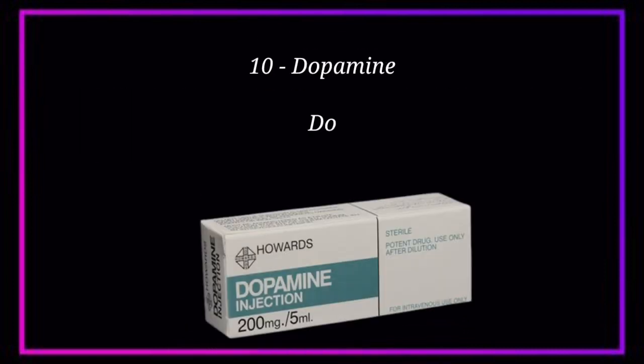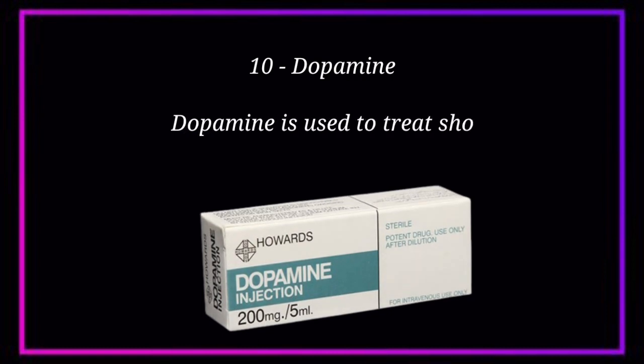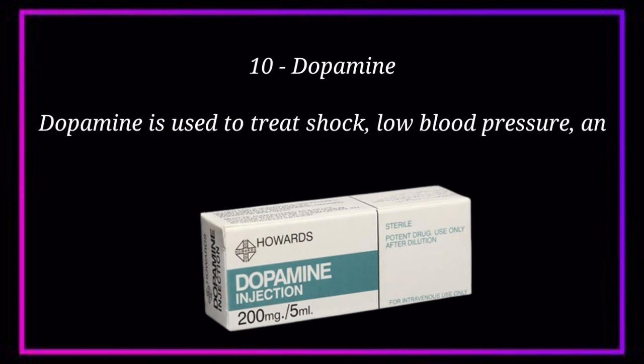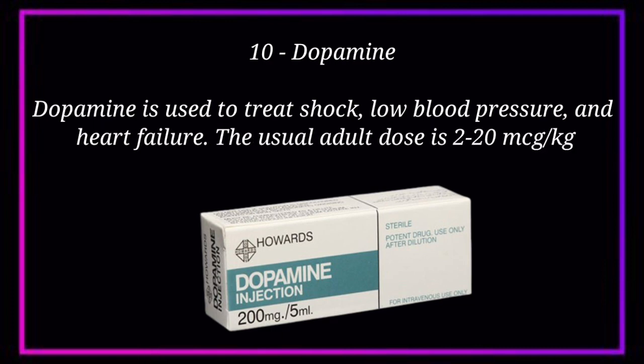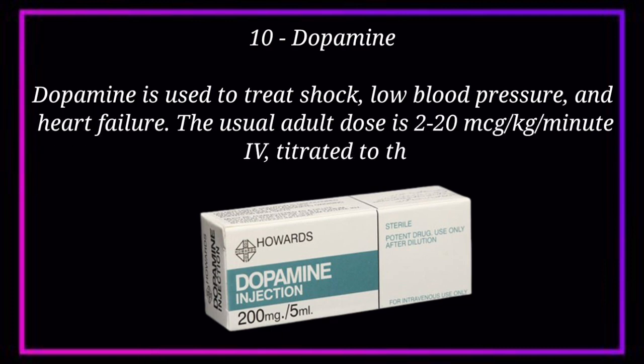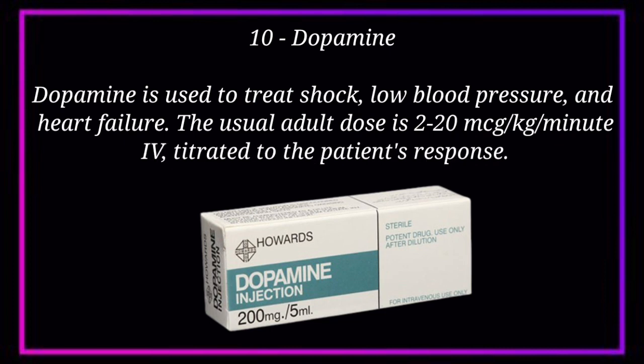Number 10. Dopamine. Dopamine is used to treat shock, low blood pressure, and heart failure. The usual adult dose is 2 to 20 mcg per kilogram per minute IV, titrated to the patient's response.